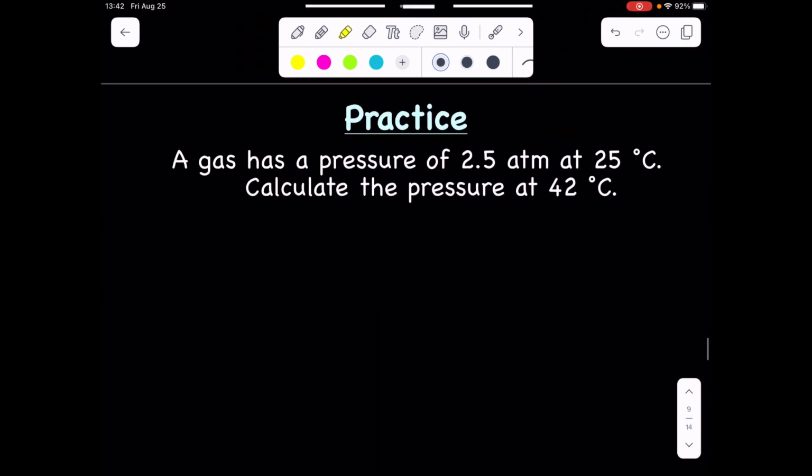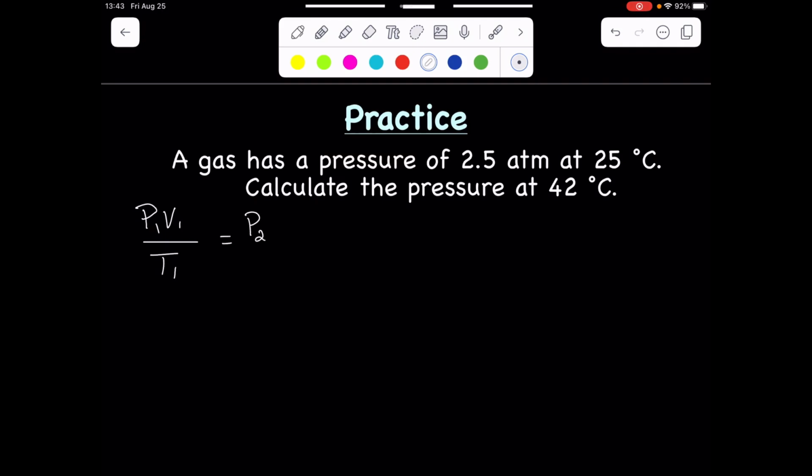So what we're going to do now is practice solving some problems. This is super, super important. Go through this, listen, and really try to participate if at all possible. So the problem we're going to do is: a gas has a pressure of 2.5 atm at 25 degrees Celsius. Calculate the pressure at 42 degrees Celsius. So we are going to use the simple gas law that we were working on with predictions: P1 V1 over T1 equals P2 V2 over T2.